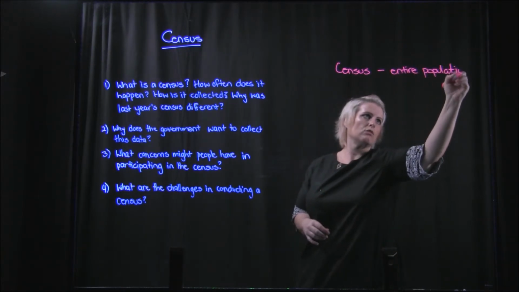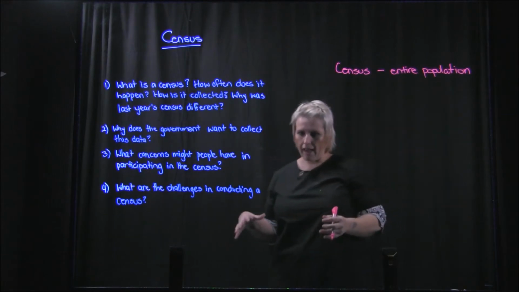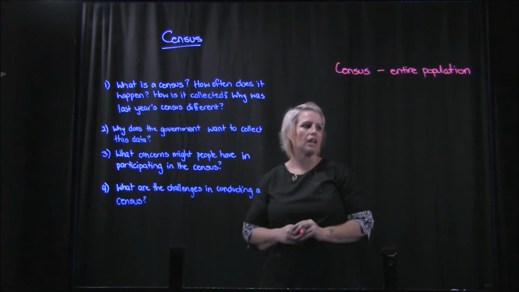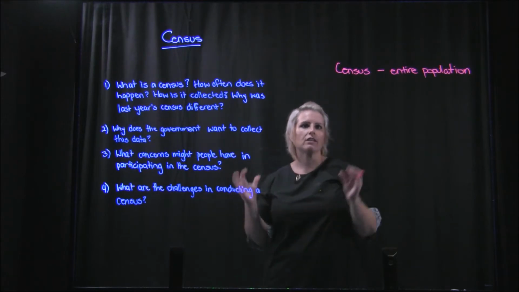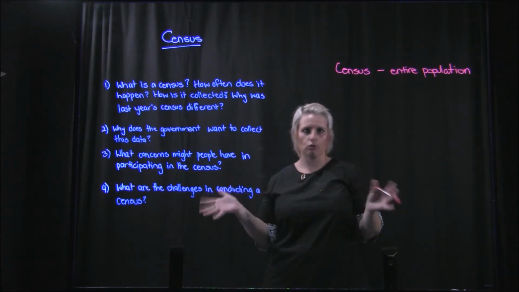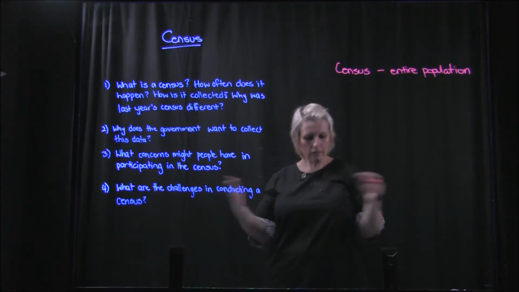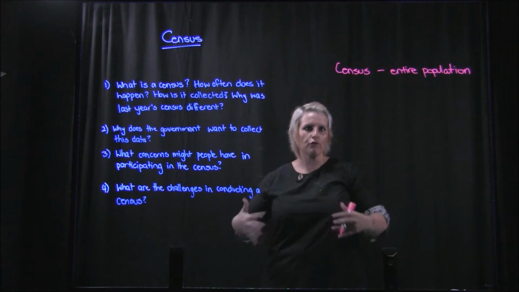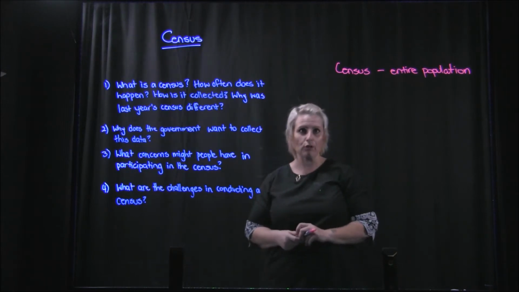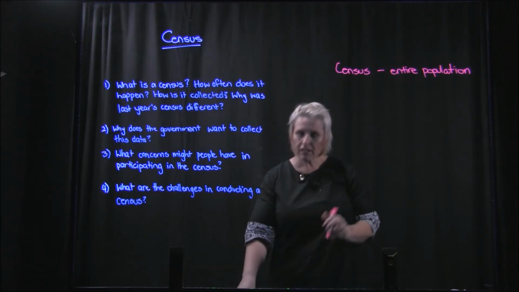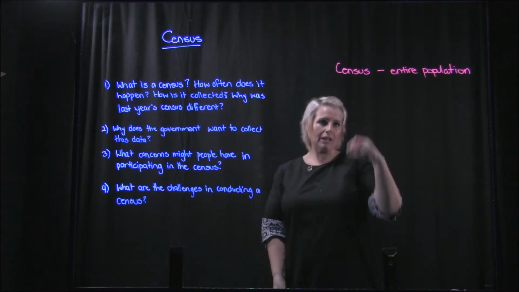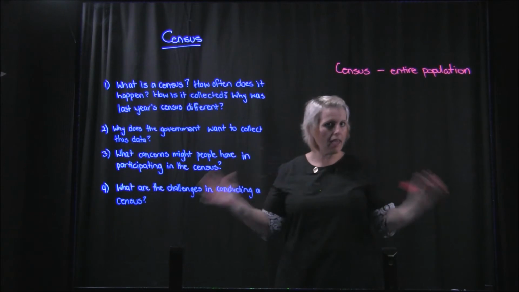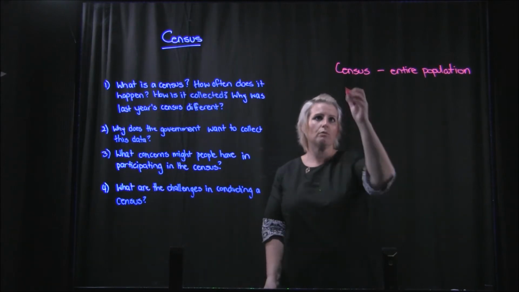Every single item in that population. So it could be every person in Australia, that's the population. It could be every single piece of furniture in the school. So the school is the population, and then all of the furniture that belongs in the school. So it's not just people, so don't just think people, but a census is every single one, every single item.